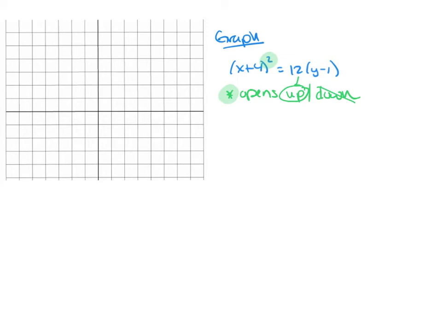We further know that the vertex is at (−4, 1) from looking at the x minus h and the y minus k. So let's start graphing that. So I've got 1, 2, 3, 4, −4 for x and 1 for y is our vertex, which I'll label with a V. We know it opens up and down, we just don't quite know how far to travel, so now let's find the focus and the directrix.